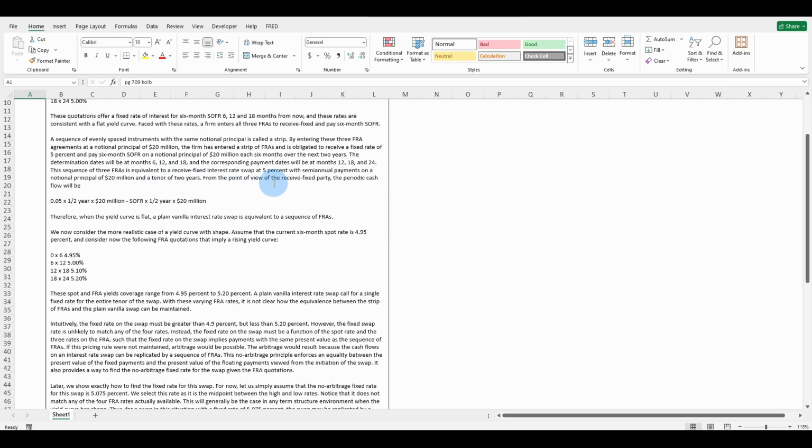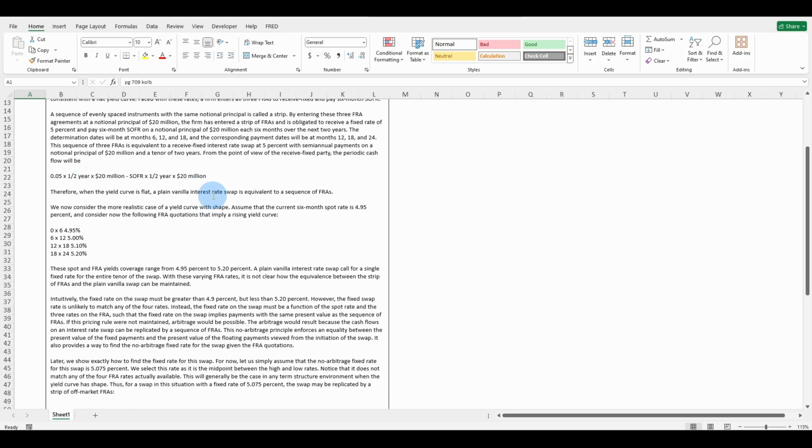From the point of view of the receive-fixed party, the periodic cash flows would be 0.05 times 1/2 year times 20 million minus SOFR times half year times 20 million. The difference between the two: you don't know what SOFR is, so that's the risk. Therefore, when the yield curve is flat, a plain vanilla interest rate swap is equivalent to a sequence of FRAs.